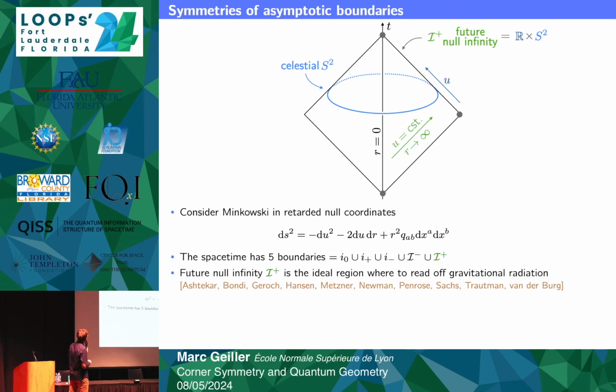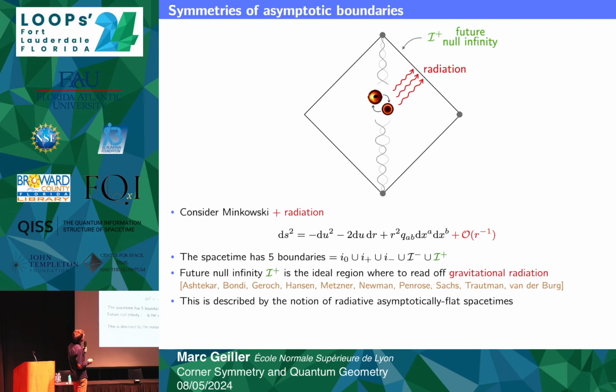And this is a very useful picture because, as we know, future null infinity is the ideal place where you can read off the gravitational radiation of the system. Mathematically, this is described by the notion of radiative asymptotically flat spacetimes. So what we want to give a meaning to is how to describe Minkowski plus 1/r perturbations describing gravitational radiation.